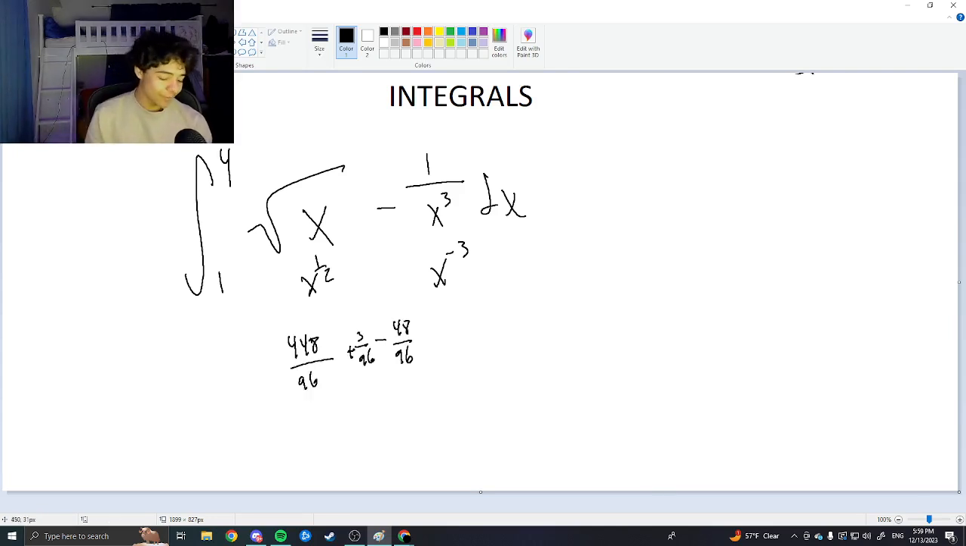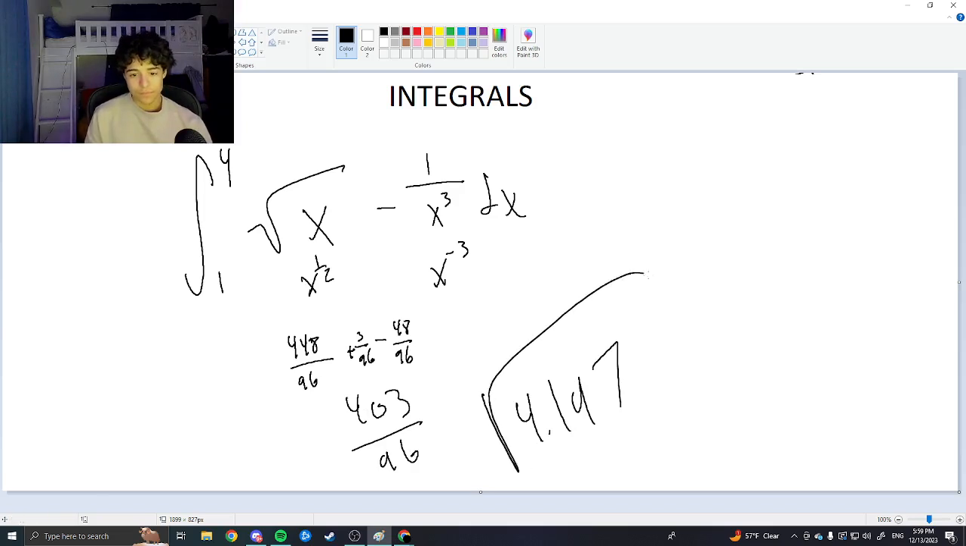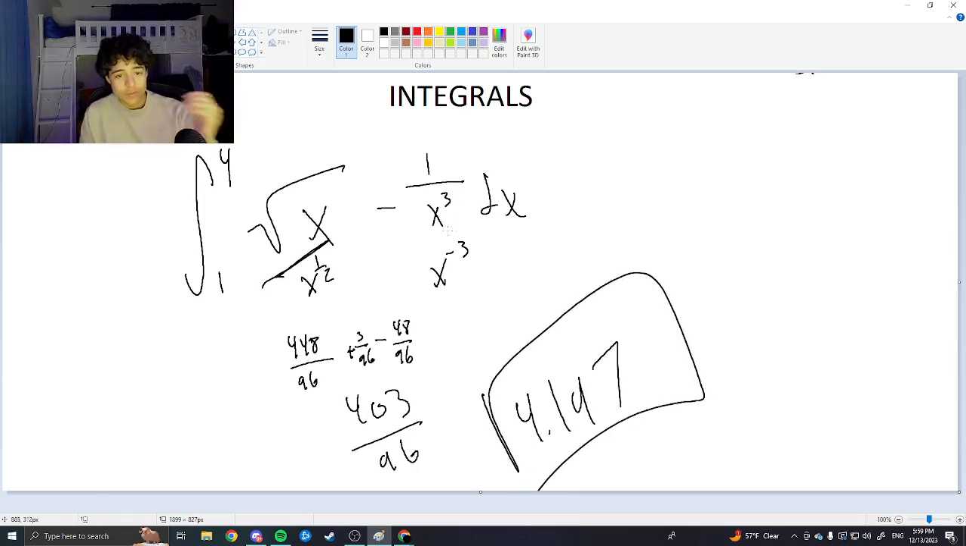And when we add that out and when we simplify it, we end up with 403 over 96, which I'm just plugging into a calculator is 4.197. So our integral for this is 4.197. When you have square roots or you have negative exponents, you treat them like you were doing derivatives and you just turn them into fractions and exponents.